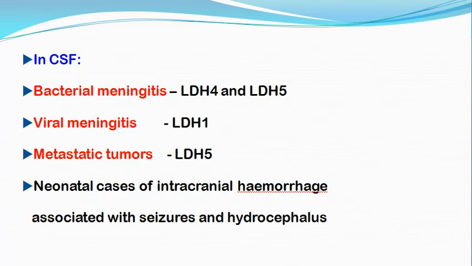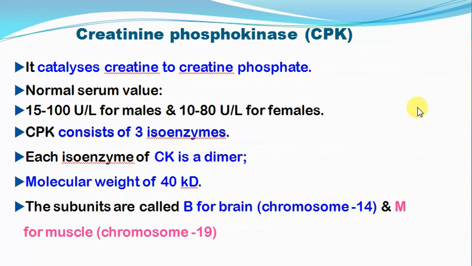In CSF, in bacterial meningitis, LDH4 and LDH5 levels are found, and in viral meningitis, LDH1 level is elevated, and in metastatic tumors, LDH5 level is elevated. In neonatal cases of intracranial hemorrhage associated with seizures and hydrocephalus, the LDH level also increases.